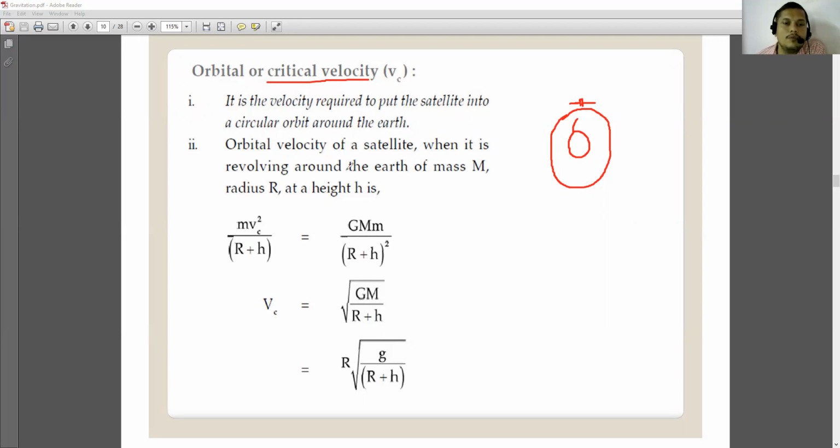Orbital velocity of a satellite when it is revolving around the Earth of mass capital M, radius capital R, at height h is given by mv square divided by R plus h, which is nothing but GMm upon R plus h whole square. So after adjusting the terms, we can get the value of Vc as R under root g upon R plus h, where we can calculate and fix the value of critical velocity.